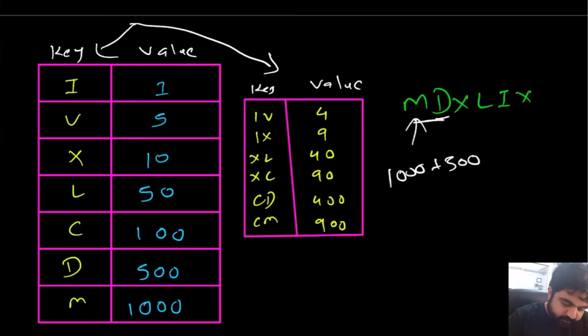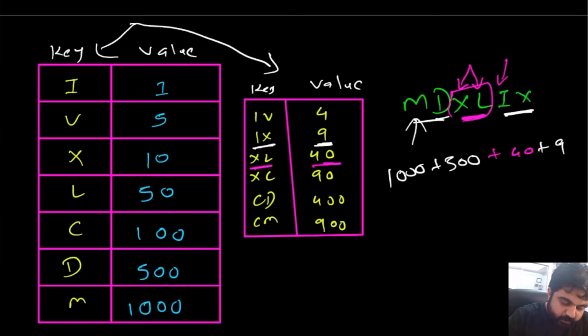Now again, we keep repeating the same process. We take these two, XL. Is XL present? Yes, XL is present over here and its value is 40. So we can directly add 40 for this XL and jump to this I. Once this is done, we are now at IX. Again, we check whether IX is present or not. IX is present. Awesome. Good for us. So we can directly take 9.